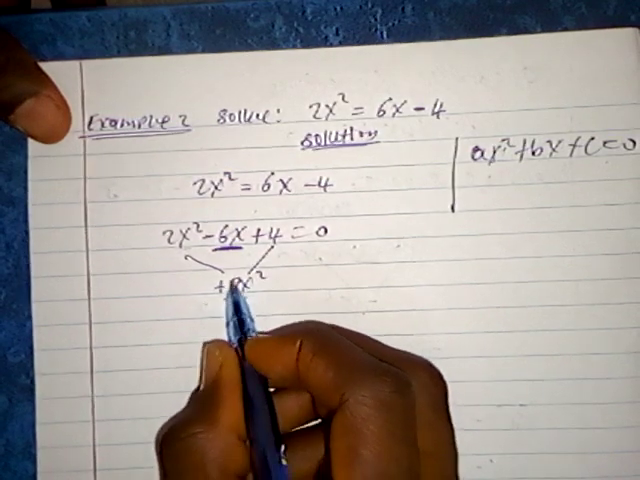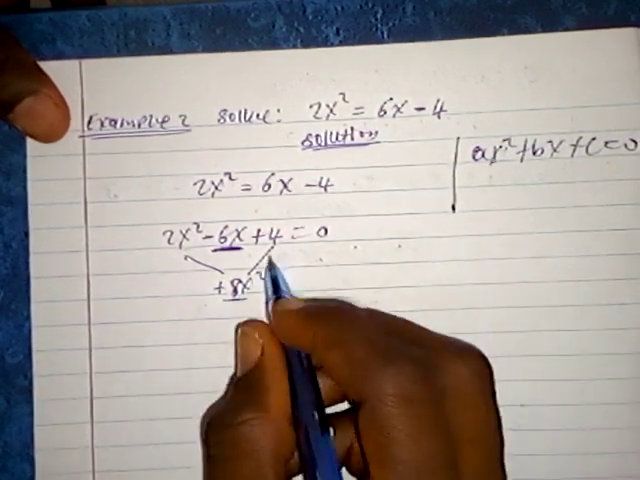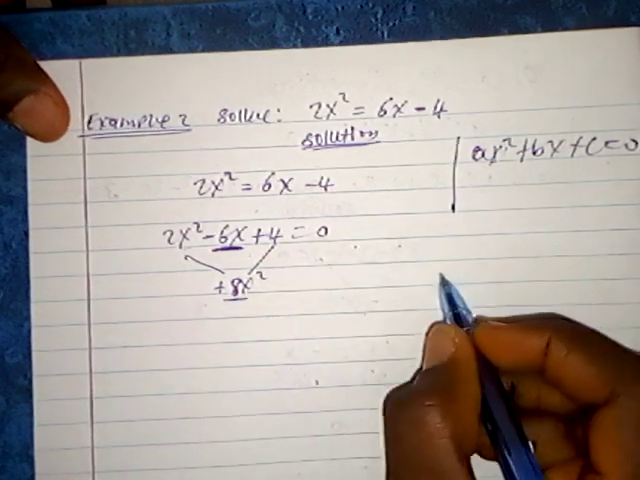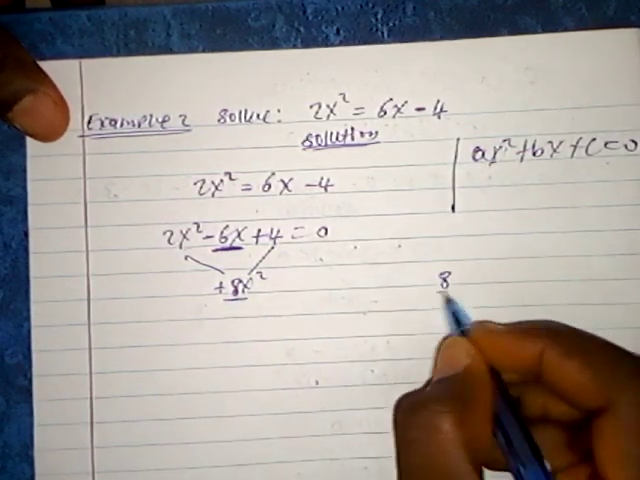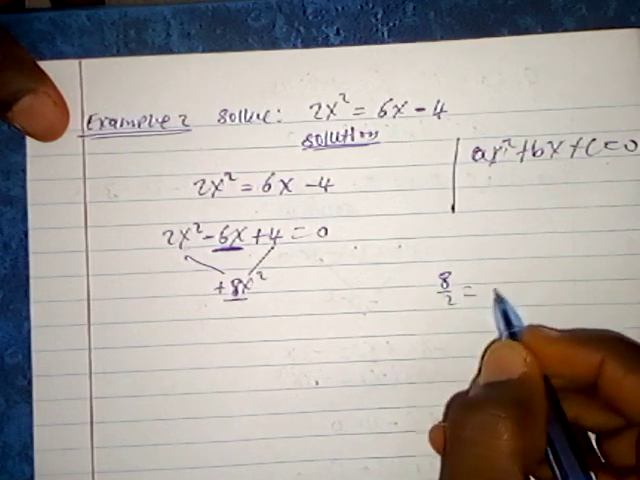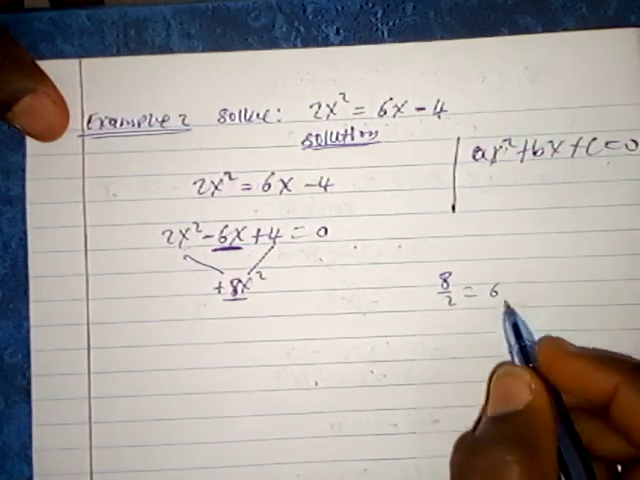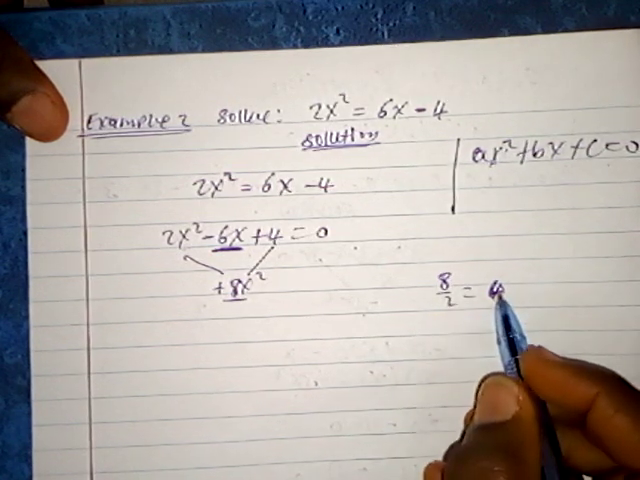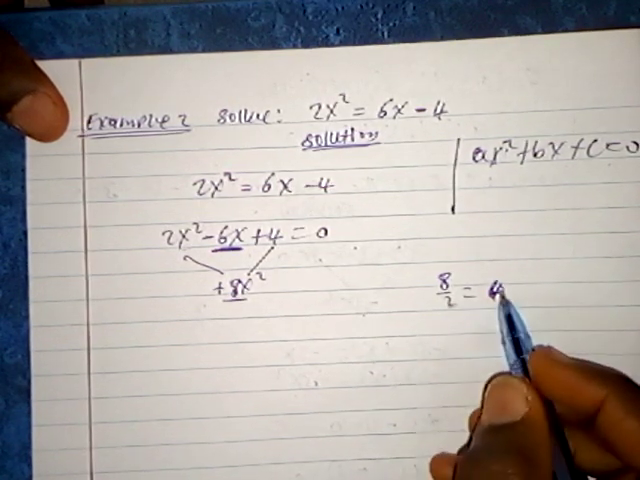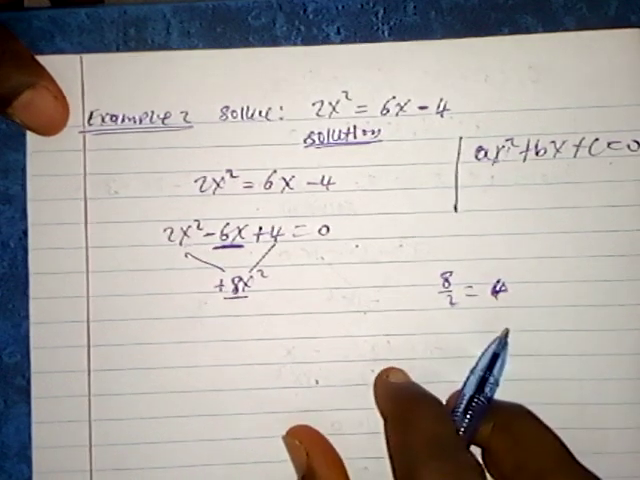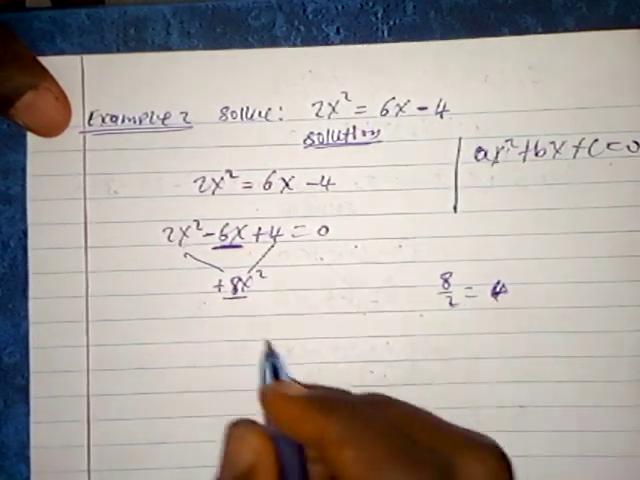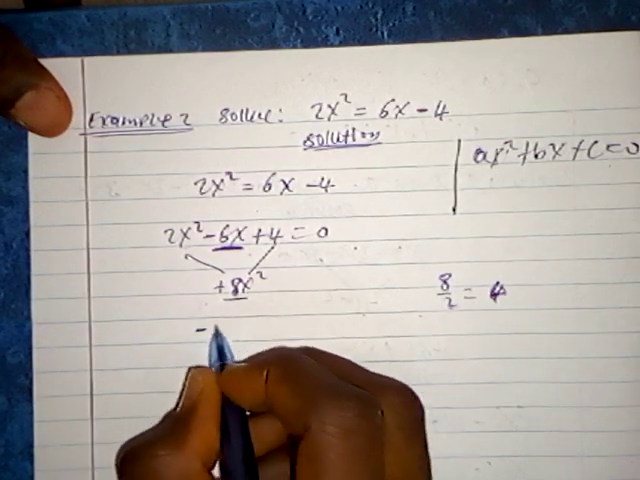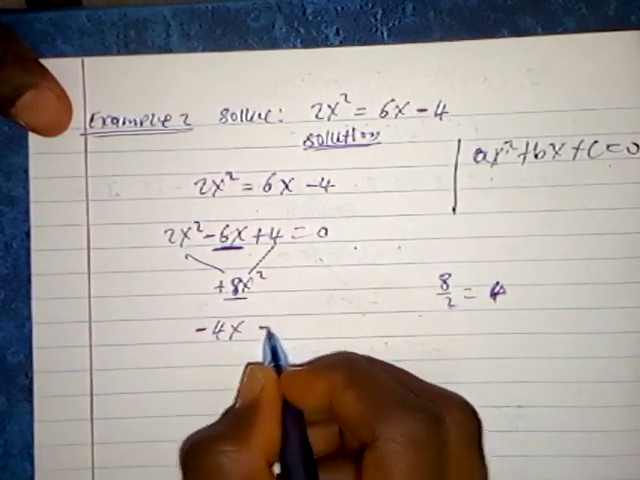Now what are we going to do? Take the number, which is this 8. Always, when you have multiplied the first and the last term, take that number and divide it for us to have these two terms. So 8 divided by 2, you are going to have 4. So 4 plus 2 is 6. In other words, minus 4 minus 2 is going to be minus 6. So we are going to say minus 4x minus 2x.